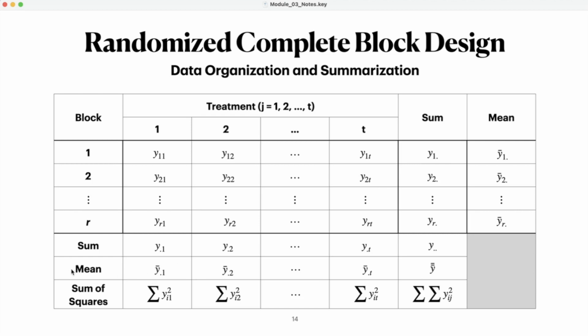Then in addition to the column sums, we have the column means, the mean response for each treatment. And we also have the sum of squared values. So the sum of the squared observations that have received treatment 1, the sum of the squared observations that have received treatment 2, and so forth.